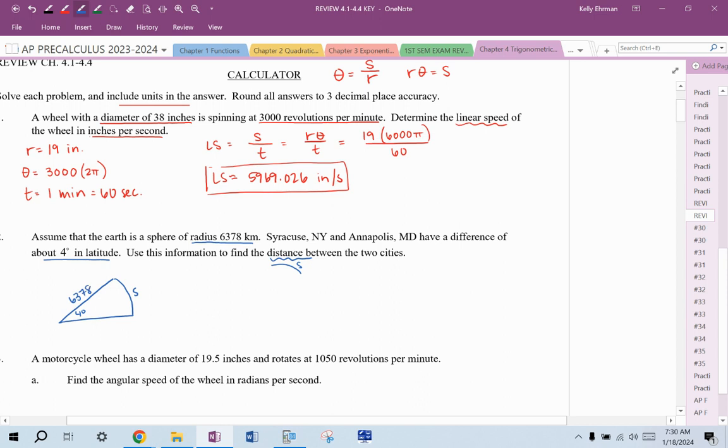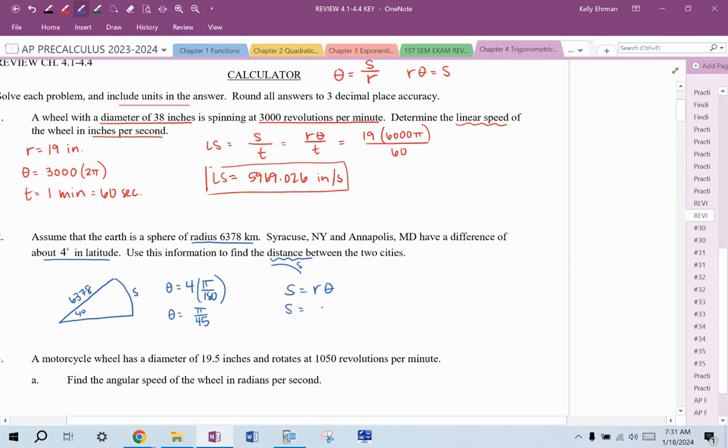6,378 kilometers. We can't use our arc length formula if the angle is measured in radians. So the first thing to do for theta is change it to 4 times pi over 180. That will change 4 degrees into radians. So you could reduce that if you want. 4 divided by 180 is pi over 45. Okay. And then again, our arc length formula S is equal to R theta. That's just the rearranged radian formula.